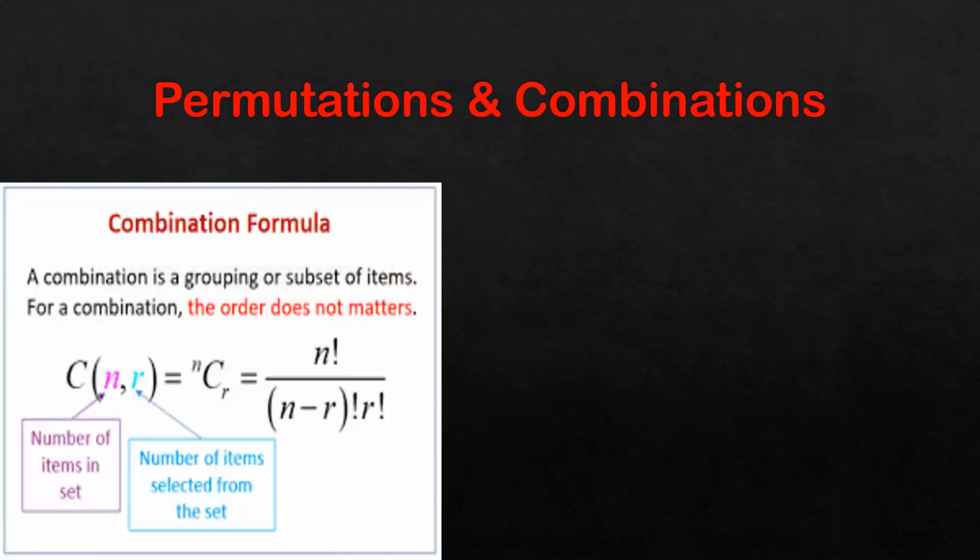We'll just consider the combination formula for the time being. Now, what is the connection between combination and Pascal's triangle and probability? A combination is grouping or subsetting of items. For a combination, the order does not matter. And the formula which I had already taught you last year is nCr equals n factorial upon (n minus r) factorial into r factorial. n stands for number of items in the set and r stands for number of items selected from the set.